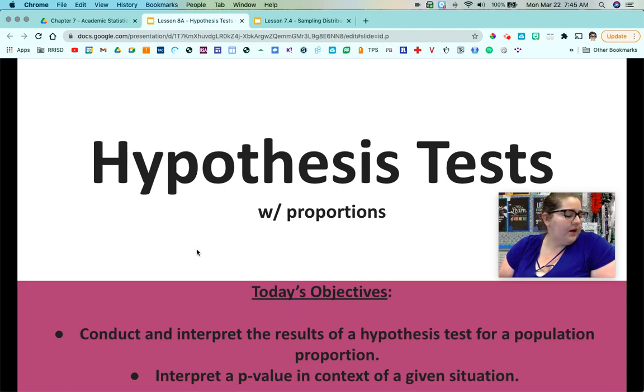Hey guys, so we are starting our next unit. This is lesson 8A, which is about hypothesis tests. So we're going to go ahead and get started. Today we're going to conduct and interpret the results of a hypothesis test for a population proportion, and then we're going to talk about what a p-value is in context of a given situation.